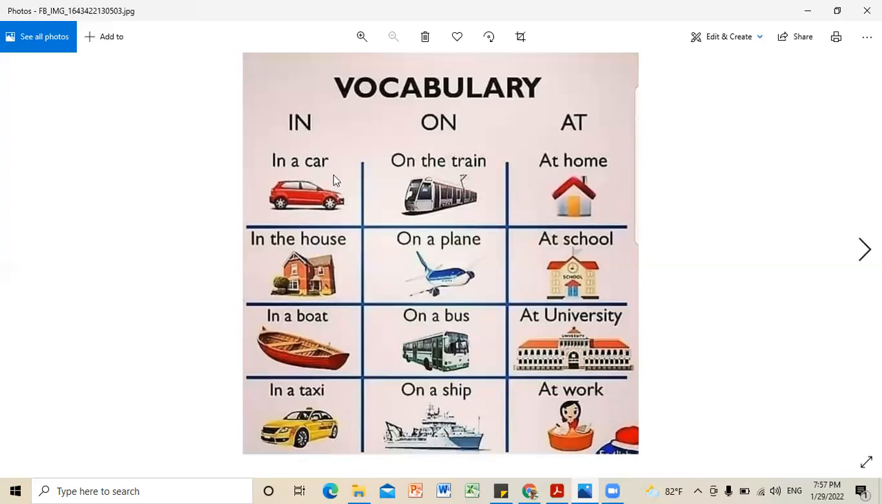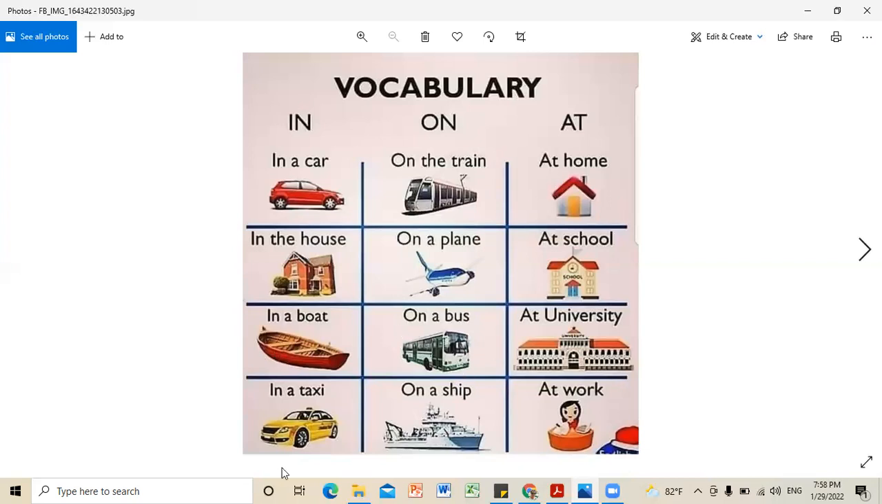So if this is a car, so when maybe I'm going on a trip using a car, I have to say I'm in a car, right? In a car. And then in the house, in a boat, in a taxi, right?